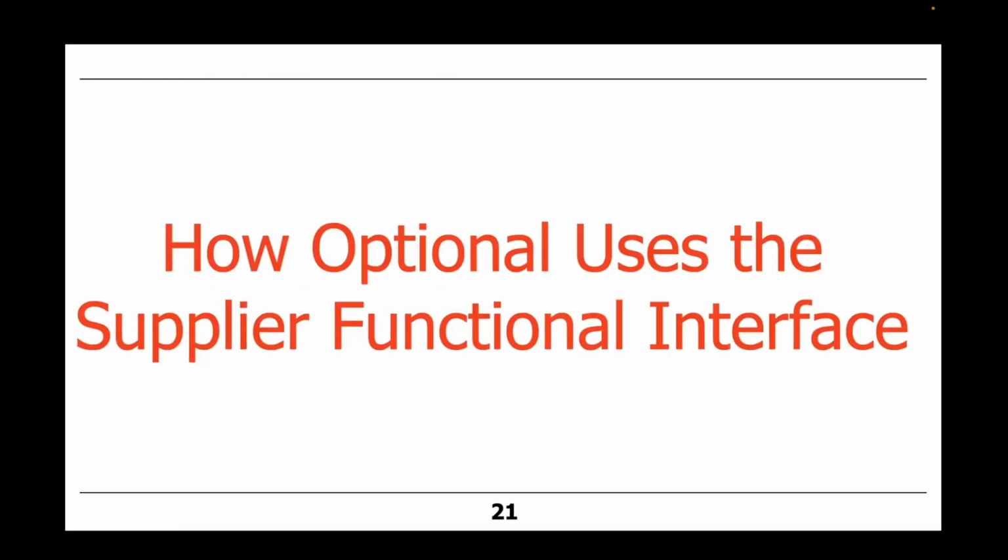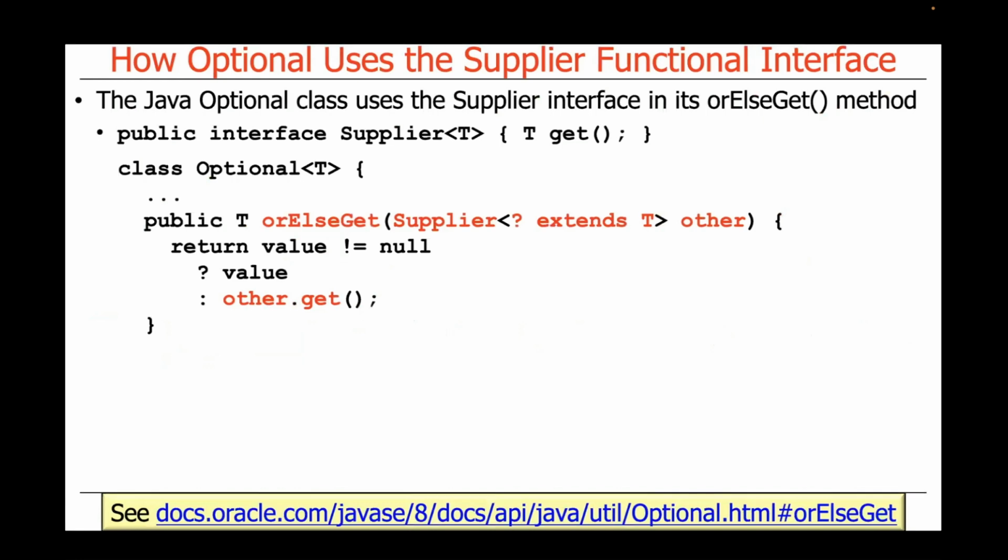So let's go ahead and talk now about how the optional class uses the supplier functional interface. And you can see we're going to look at the orElseGet method. As you can see here, orElseGet takes a supplier parameter, and this is a generic type. What's going to happen here is if the value is not null, then it returns the value. Otherwise, if it is null, we're going to say other.get. And that will go ahead and do this dynamic call, which is lazy, which will get back the result that we expect.